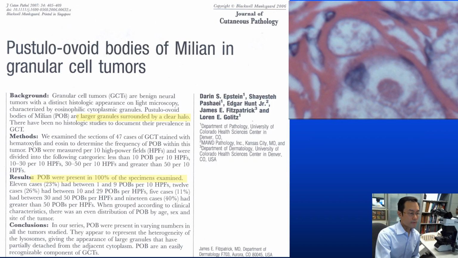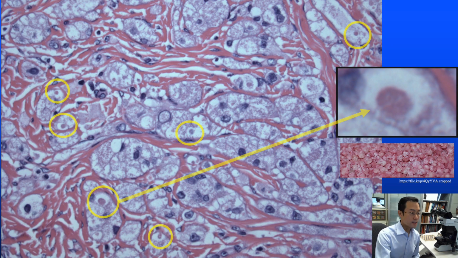I sometimes have difficulty distinguishing granular cell tumors from xanthomas on H&E, and I found that the presence of pustulo-ovoid bodies in granular cell tumors to be the single most helpful clue to make the diagnosis of granular cell tumor. In this study by Galitz and colleagues, the pustulo-ovoid bodies were present in all of the cases. So here are several examples, and basically xanthomas don't do this.